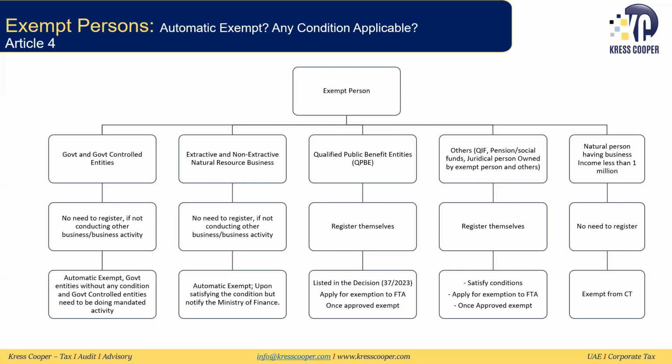Natural persons, if they have business income of less than 1 million, are not required to register as well. From this 1 million turnover, their wages, personal investment, or personal real estate, which does not require a trade license, is also excluded. And if their other business income, apart from that, is less than 1 million, they still do not need to register, and they will be exempt from CT for that particular tax year.